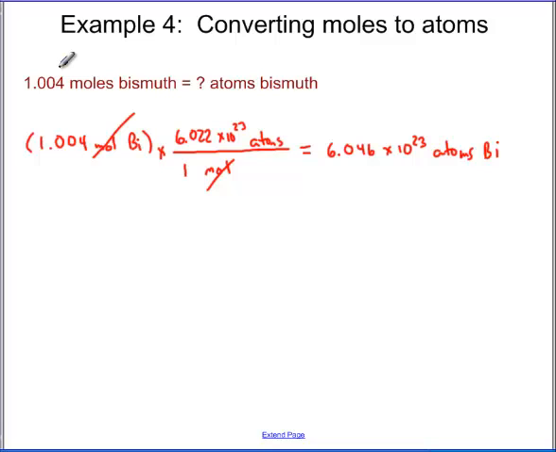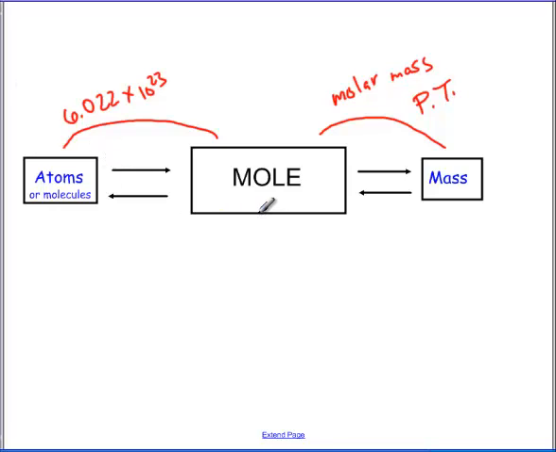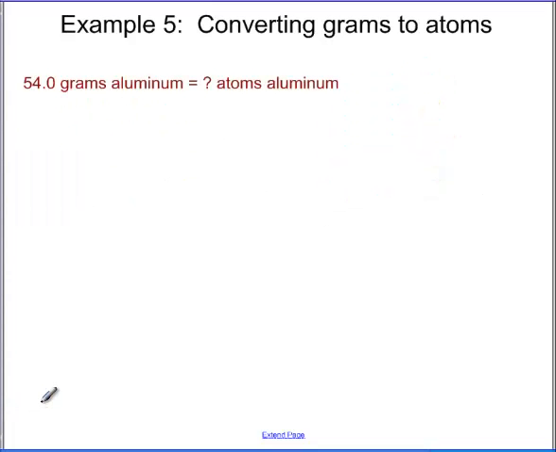So we've done all of the one-step problems, so let's move on into the two-step problems. Recall here, when we're talking about two-step problems, we're either going from mass over to atoms, or perhaps from atoms over to mass, and we have to go through the mole. So that will be a two-step conversion from atoms to moles, and then from moles to mass, or vice versa. So let's try example 5, converting grams to atoms. Again, this will be a two-step conversion.